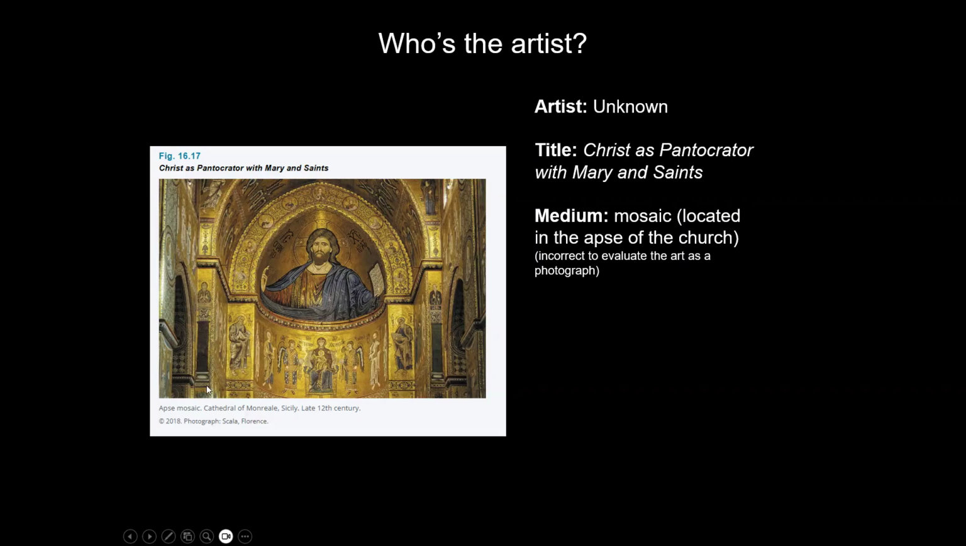Something else that's kind of interesting, occasionally you'll come across works of art that have a location. The Cathedral of Montreal in Sicily. Occasionally works of art were made for a particular location and they're fixed, like the Sistine Chapel ceiling or the Great Pyramids. They are made for a fixed location.